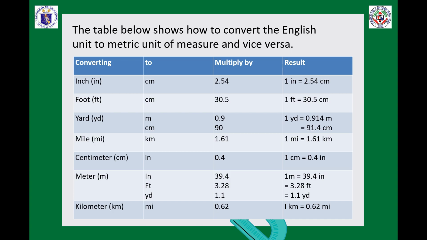1 mile is equivalent to 1.61 kilometers. 1 centimeter is equivalent to 0.4 inches or inch. 1 meter is equivalent to 39.4 inches. Also, 1 meter is equivalent to 3.28 feet and 1.1 yards. 1 kilometer is equivalent to 0.62 miles.